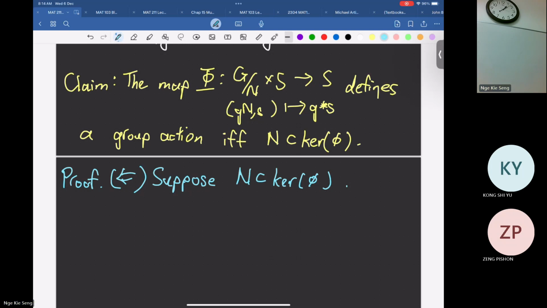Does that make sense? This is just a statement. I haven't told you why it is true. Get the statement right first, and then we will verify whether it's true or not. Does everyone get this statement right? To define a group action, if and only if the normal subgroup is in the kernel of V. What is the V here? V is the permutation representation defined by the group action. Okay? Is it clear what we want to do now?